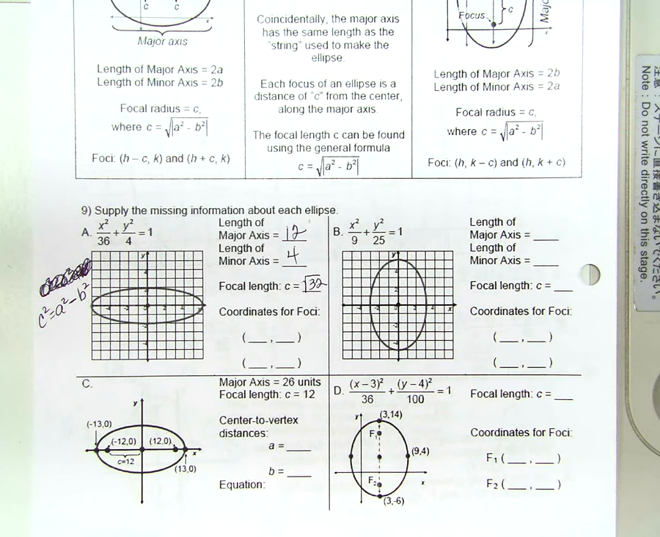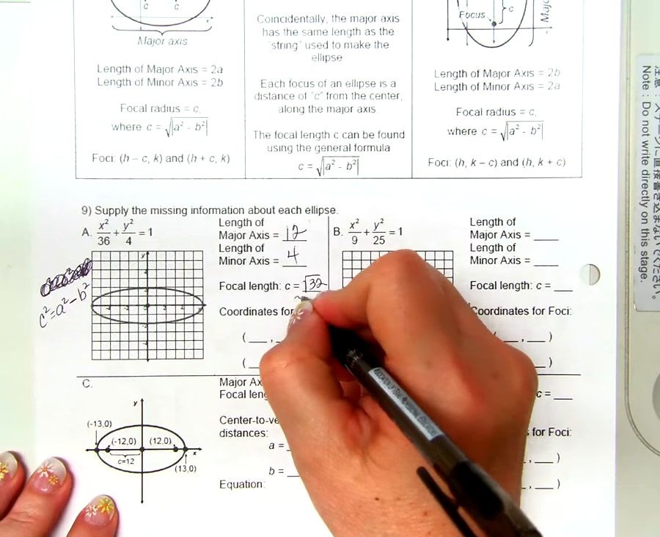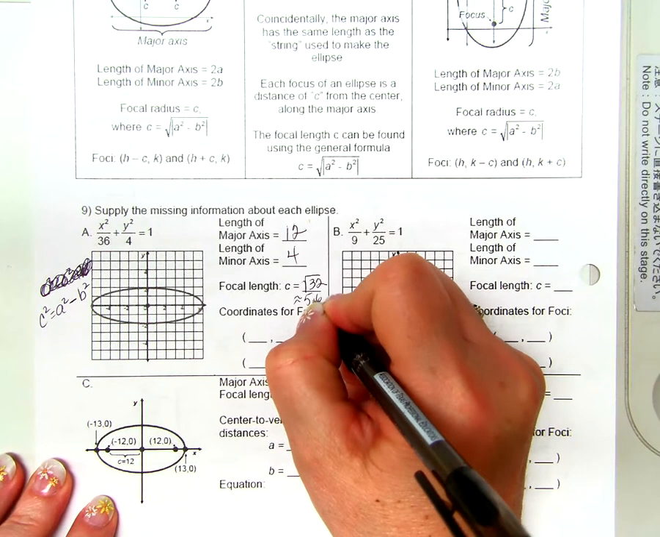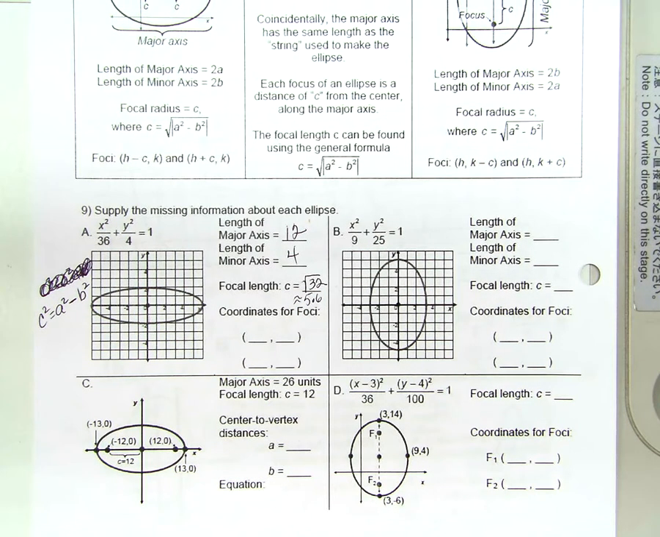Except when we have to graph it. We can't graph the square root of 32. We actually have to know that that's approximately 5.6, right? So where is that focus going to go? Where are those foci going to go?